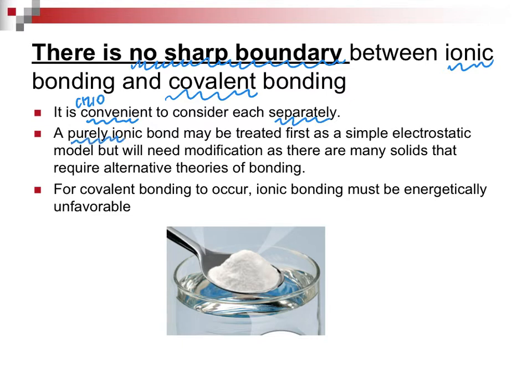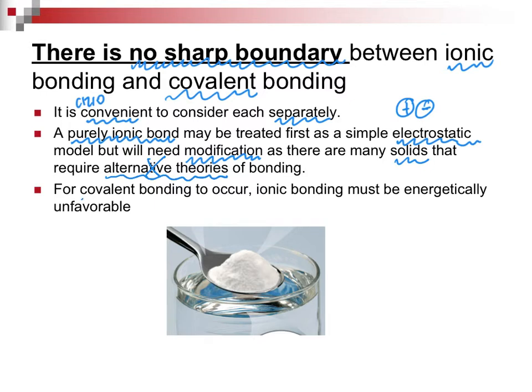We will say, if I have a purely ionic bond, it is a simple electrostatic model. What do we mean by that? We mean the positive and negative charges on the ions. But it's going to need to be modified. I'd be lying if I told you that's all there is, because there are many solids that have alternative theories. They are not for this course, but I have to say that they exist.